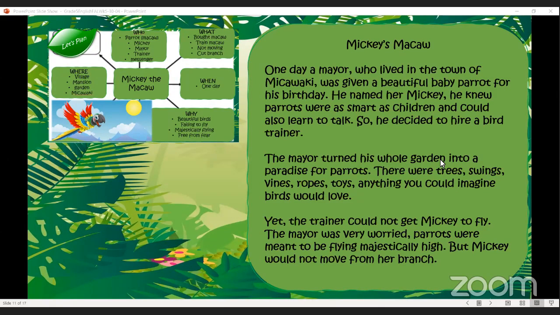The mayor turned his whole garden into a paradise for parrots. There were trees, swings, vines, ropes, toys, anything you could imagine birds would love. Okay, so now I've given you a description of the place. But now something's going to happen. How do you know something's going to happen in the story? What word did I use in the third paragraph to let you know something's going to happen? What's going to happen? What's that word?